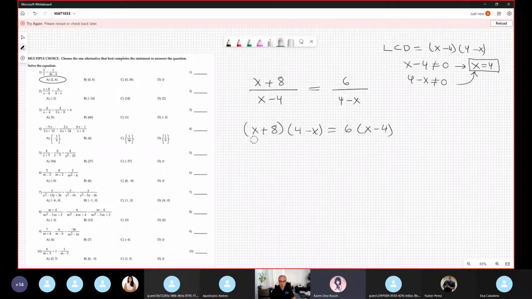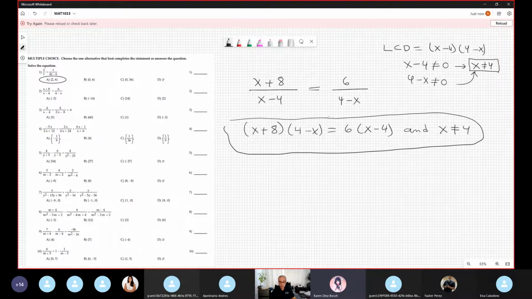However, if you introduce this idea, x not equal to 4, actually this is not equal, it's not equal to 4, and you say this equation includes the restriction, it is equivalent 100% to this.